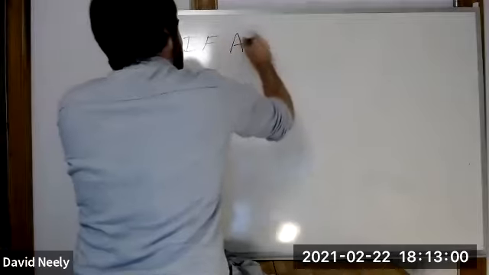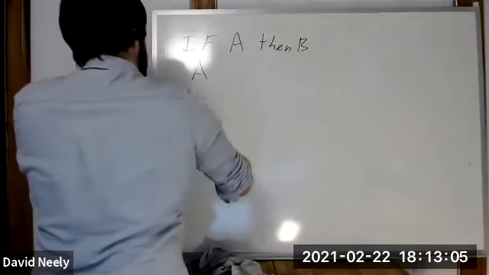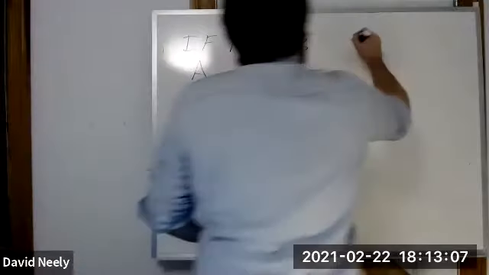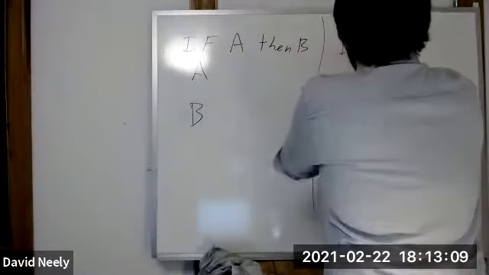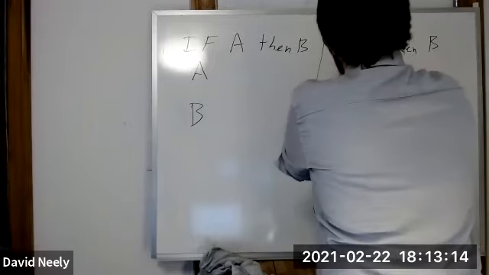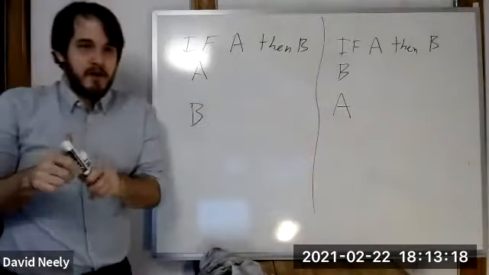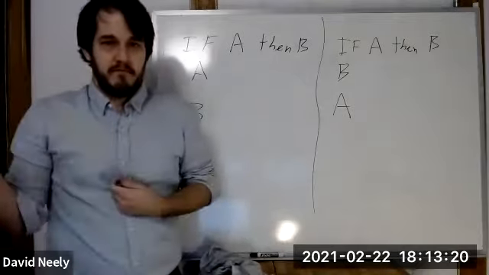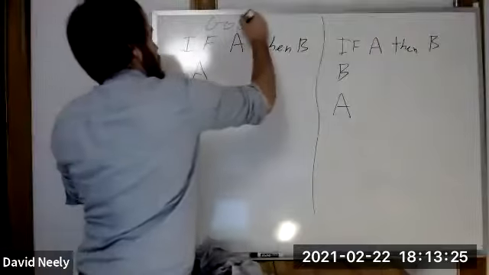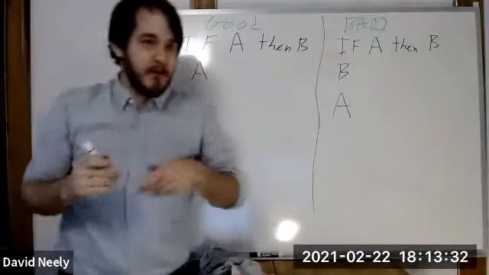If A, then B. A, B. If A, then B, B, A. Which of these is the good one? Which is the bad one? The first is the good one, the second's the bad one. Correct. Good. Bad. That's not how you spell bad. You know, it's been a long day when you can't spell the word bad.